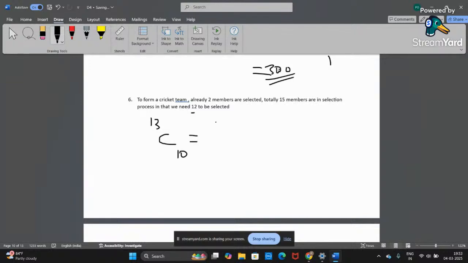So this 13C10 we can write it as 13C3 because 13 minus 10 is 3. You have to write next to 3 members, 3 numbers from the 13. 13, 12, 11, divided by 3, 2, 1. So the answer will be 2 into 11, it is 22. 22 into 13, it is 286. In 286 ways we can form a team.